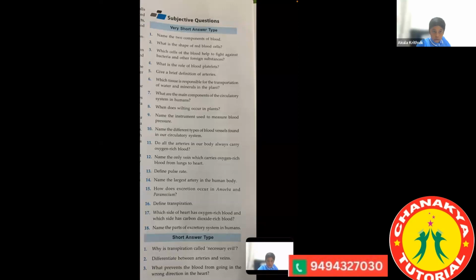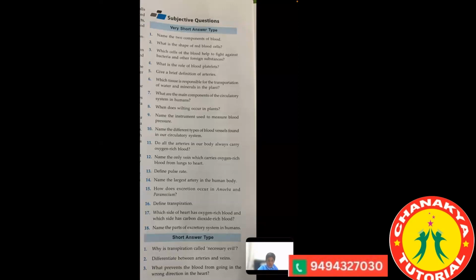What is wilting? Wilting, ma'am. Question number 8. Wilting means when the leaves come down, basically when they become aged. They will start falling off. That is called wilting.